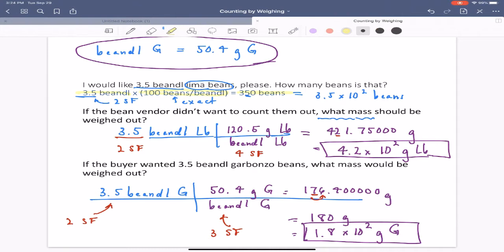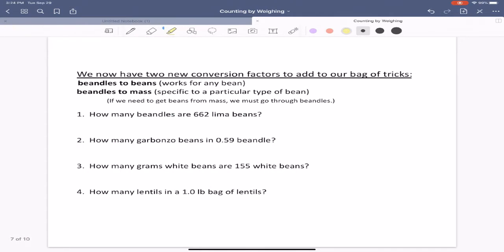Does it make sense that 3.5 beandle of lima beans would be a larger mass than 3.5 beandle of garbanzos? And the answer is yes, because lima beans are just bigger beans. Okay, so we're going to practice that. If we want to go from beandles to beans, this works for any kind of bean, and the relationship is 100 beans in the group that we call beandle.